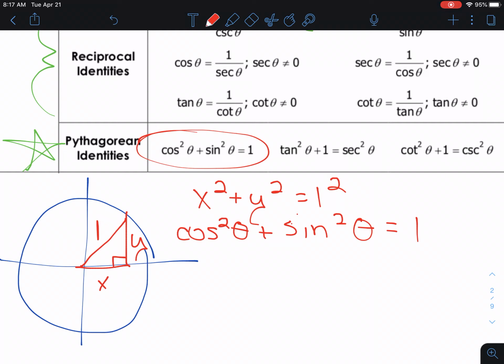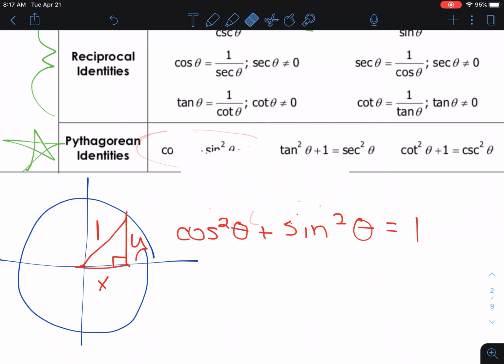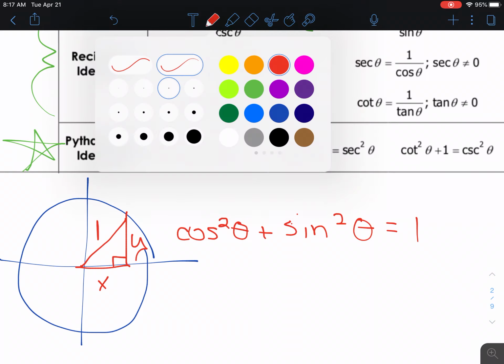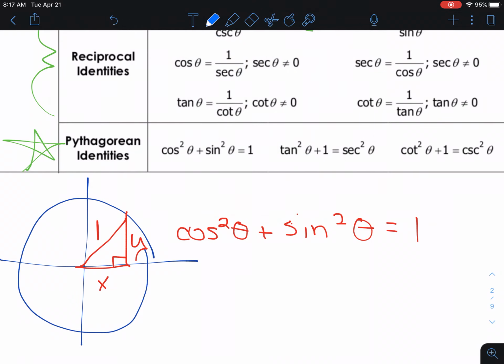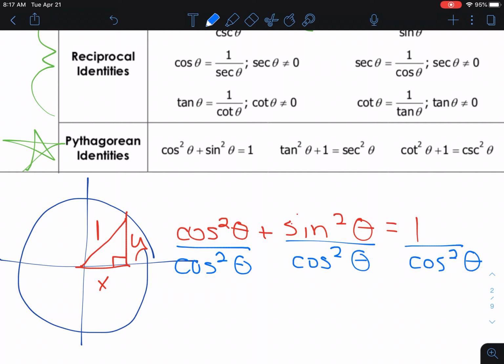We can actually derive the second one just from this right here. So how do we do that? Well, one of the things that we can do is say, okay, what happens if I take everything here and divide it by cosine squared theta? Divide by cosine squared theta. Okay, well, cosine squared theta divided by cosine squared theta is 1.